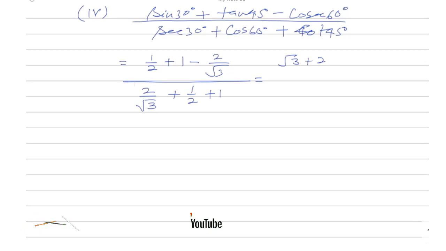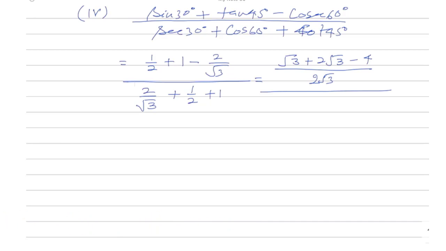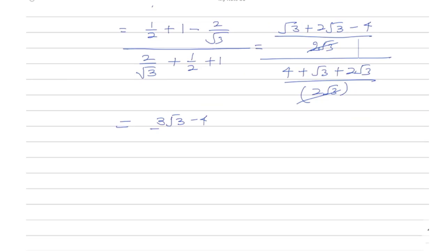So this can be written as root 3 plus 2 root 3 minus 4 upon 2 root 3, whole divided by 4 plus root 3 plus 2 root 3 divided by 2 root 3. This 2 root 3 is cancelled out. So we have 3 root 3 minus 4 upon 3 root 3 plus 4. Now rationalize the denominator. We multiply by 3 root 3 minus 4 divided by 3 root 3 minus 4.